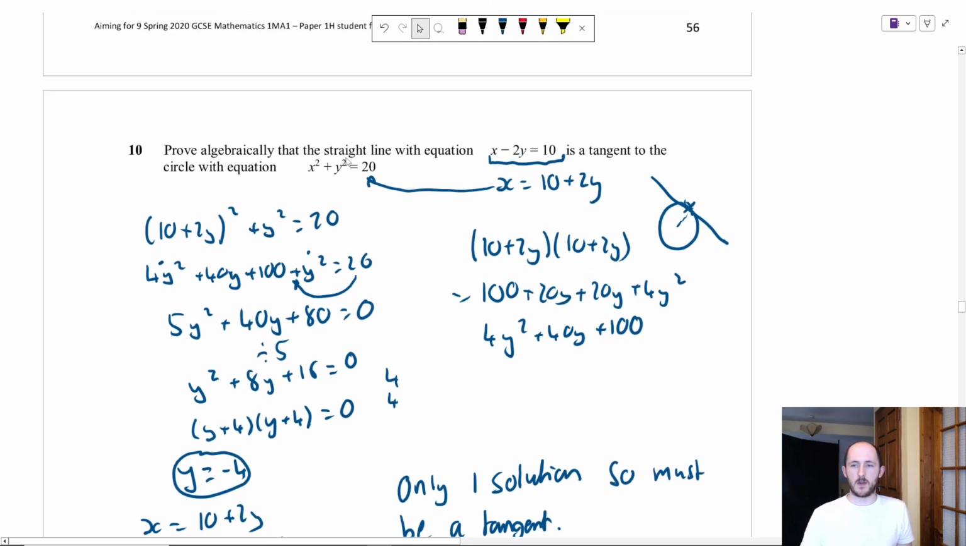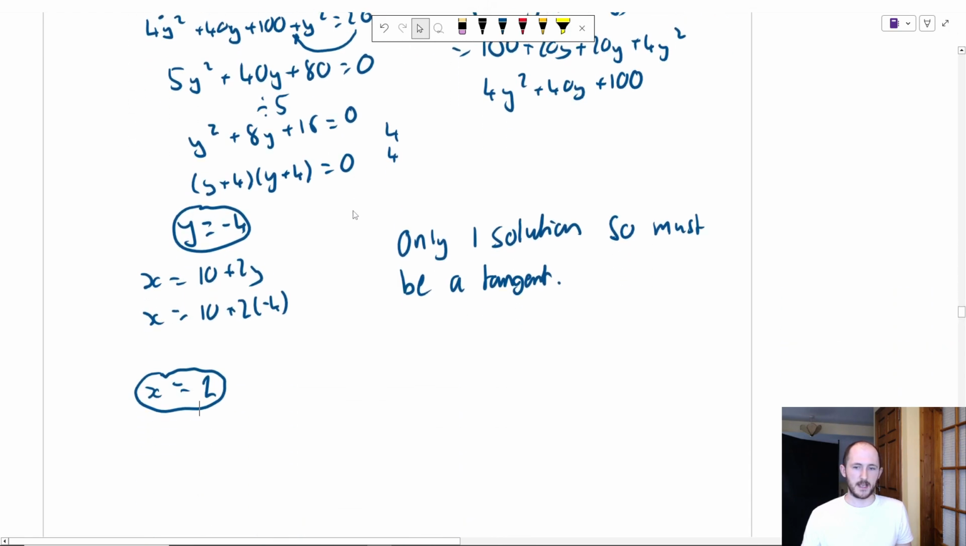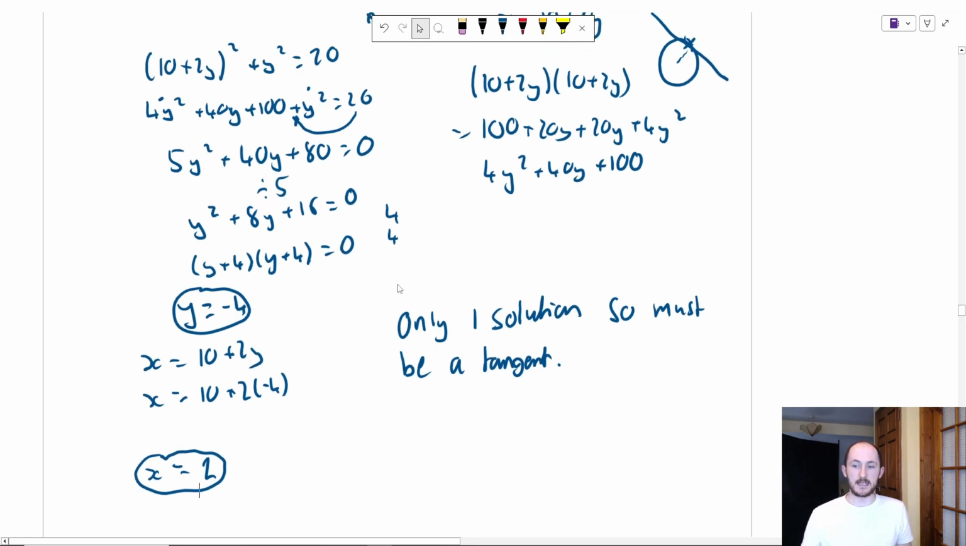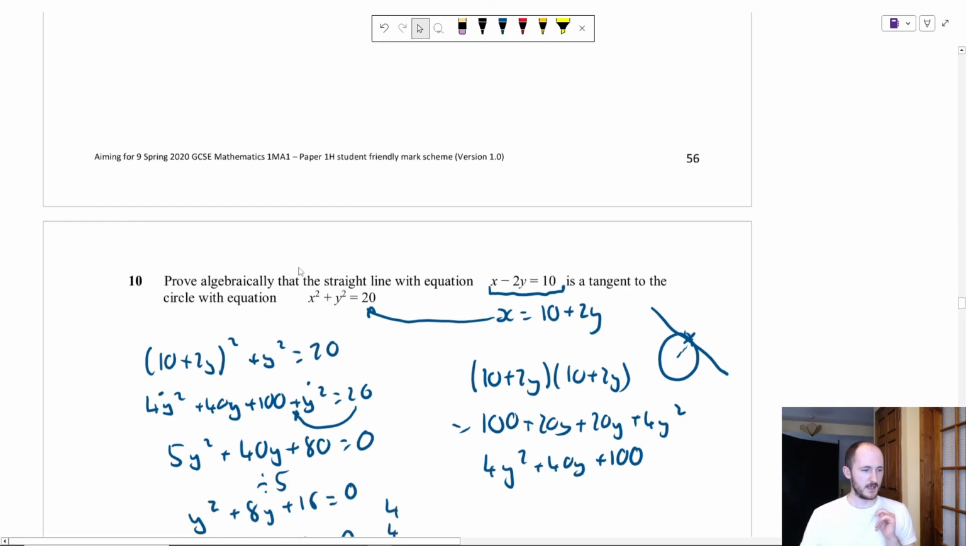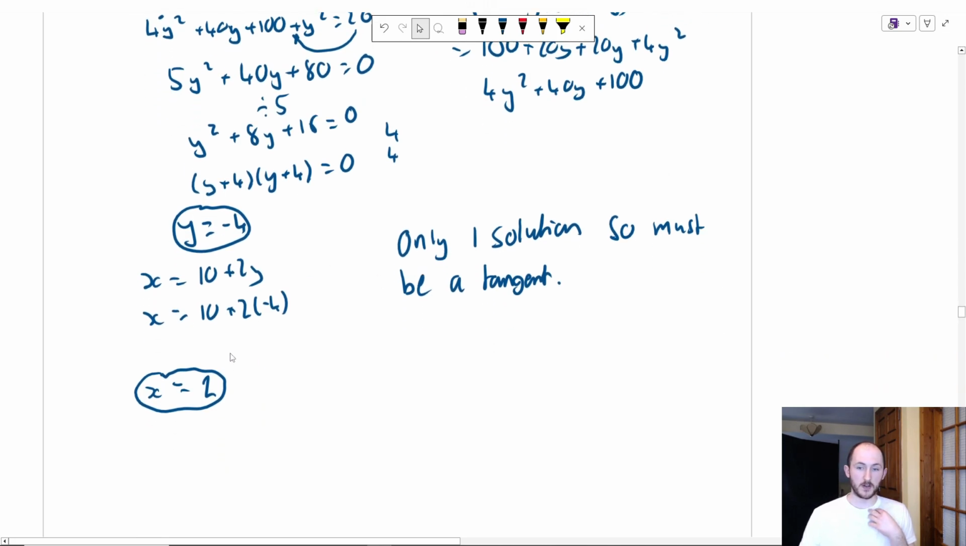The reason why you can't just show that x squared plus y squared equals 20 is because that would be proving that it's an equation of a circle. No, you'd need to write this last sentence because the whole point of this is to show that there's only one point of intersection. Okay. 2, 4 must be a tangent, because it only crosses once.